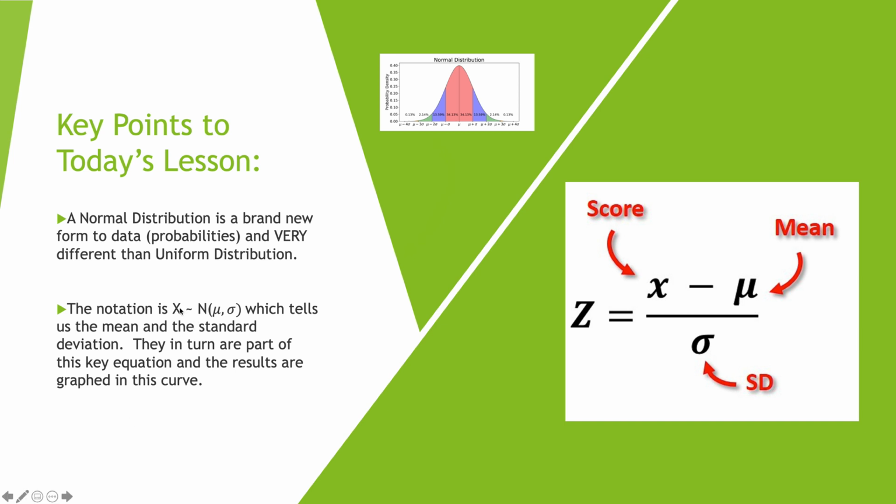The notation X tilde N(mu, sigma), which tells us the mean and the standard deviation. The mean is the mu, the first number in the parentheses. The sigma is the standard deviation, the second number. They in turn are parts of the key equation, and results are graphed onto this curve. Also remember that a z-factor is how many standard deviations you are above or below the mean. How do you figure out a z-factor? The z-factor is whatever the score they give you minus the mean divided by the standard deviation.